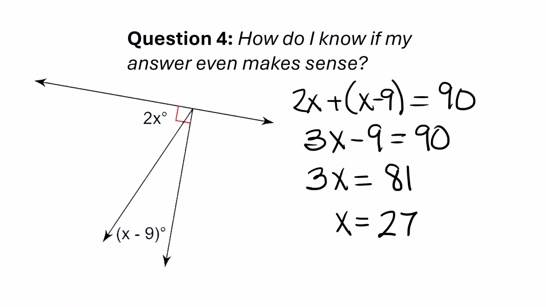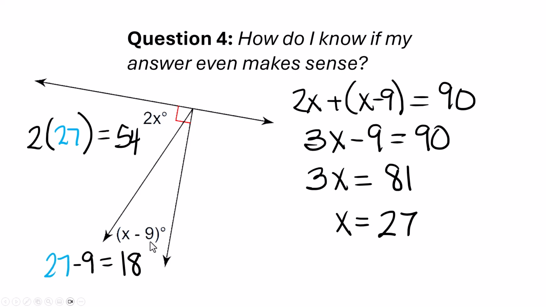And question number 4: how do I know if my answer even makes sense? I know nobody likes to do it, but you've got to check your work if you're not sure, if you want to make sure it's correct. So I'm just going to put, here's a 2x and here's an x minus 9, and they added them together and set them equal to 90, which is the correct way to start. So if that's right, we should get 2 numbers when we plug it in that add up to 90. So the first piece right here is 54, and then you do x minus 9 and you get 18. Add those 2 together, and that's not going to be 90. So this isn't going to work.